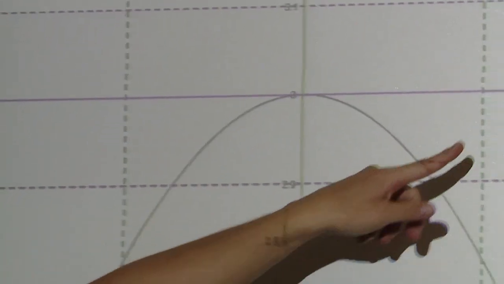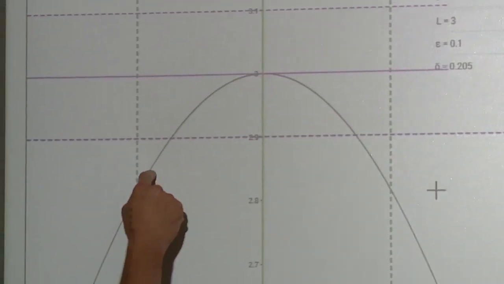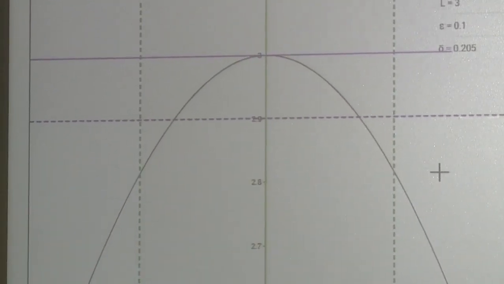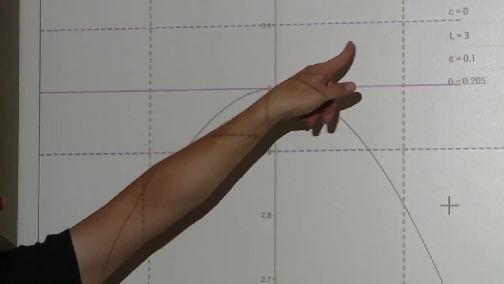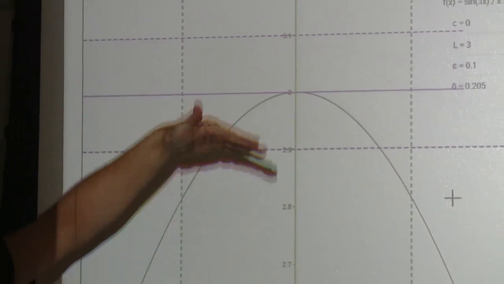So is this delta that I've got here working? No, because all of these y values are too low, and so are all of these y values. Notice that we're never even using this part of the epsilon band for this particular function, but that's OK. I mean, all we have to do is stay within it.